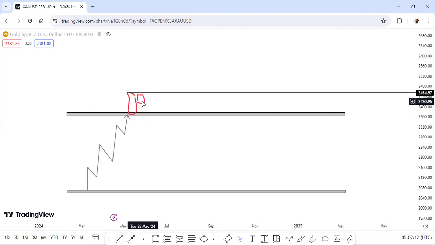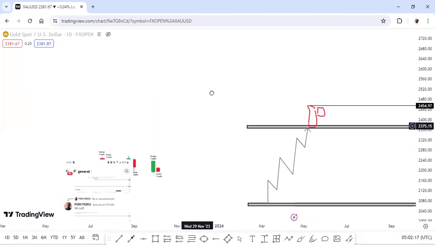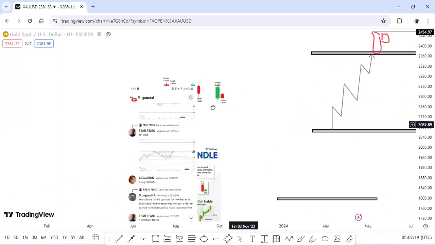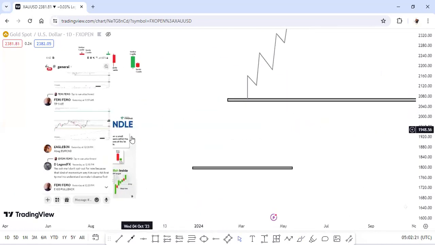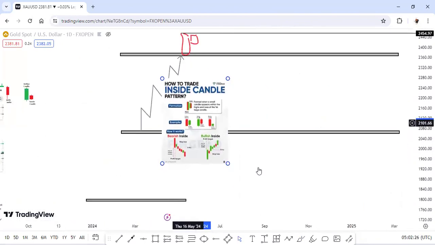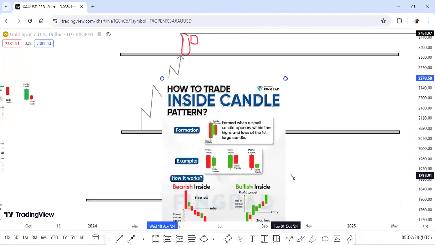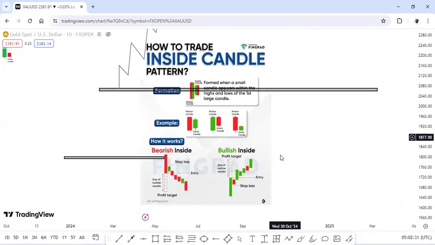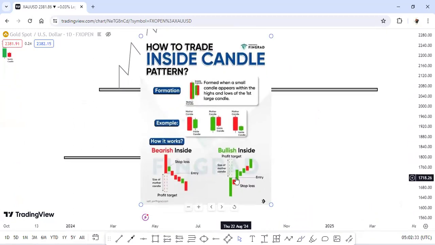So let's see a textbook example of this particular pattern, which I'm showing you. This is a clear textbook example of the inside bar candlestick pattern. You see, your entry should be here, and your stop loss should be somewhere below the baby, because you consider this candlestick the mother and the baby, the inside bar. So your stop loss will be somewhere here.